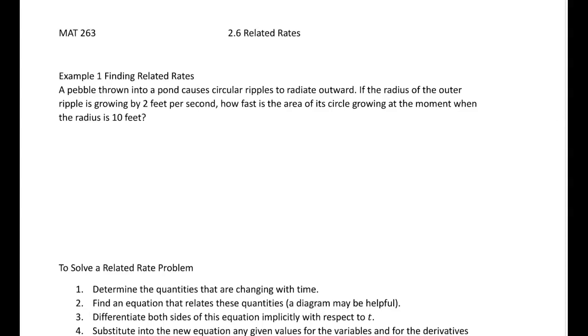So in example 1, we have that a pebble thrown into a pond causes circular ripples to radiate outward. If the radius of the outer ripple is growing by 2 feet per second, how fast is the area of the circle growing at the moment when the radius is 10 feet?